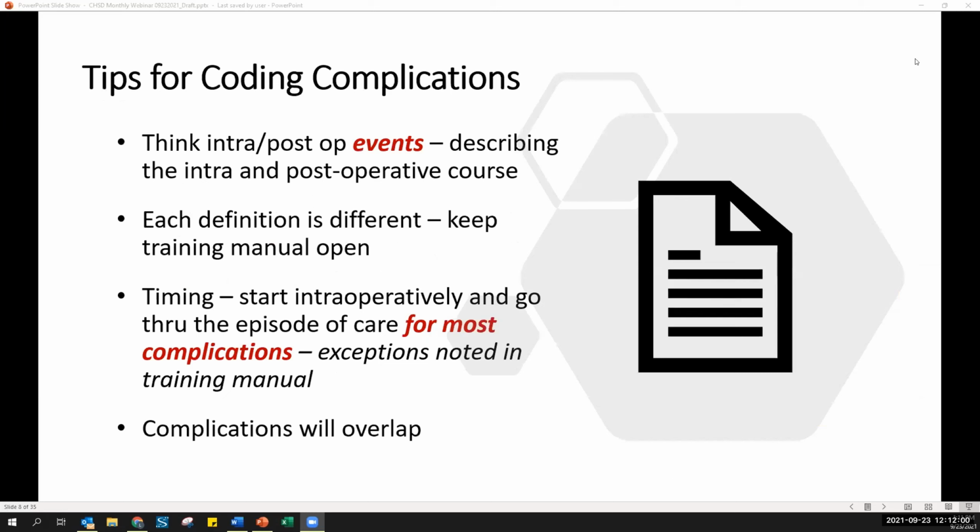So a few tips for coding complications, and I know we've visited this before, but I'd like to just say it again, especially if you're new or need to hear it again, or your surgeons need to hear it again. You really want to think of complications as intra or post-operative events. So don't think of everything as a scorecard or badness against your program, surgeons, intensivists, anything. It's really describing the intraoperative and postoperative course of the patient. So it's events that occurred to the patient. It's not saying, you know, surgeon A, you're a bad surgeon, or program B, you're a bad program. It's really just describing that post AV canal repair. These are the common events that maybe across the board, across all of our programs, that people are seeing.